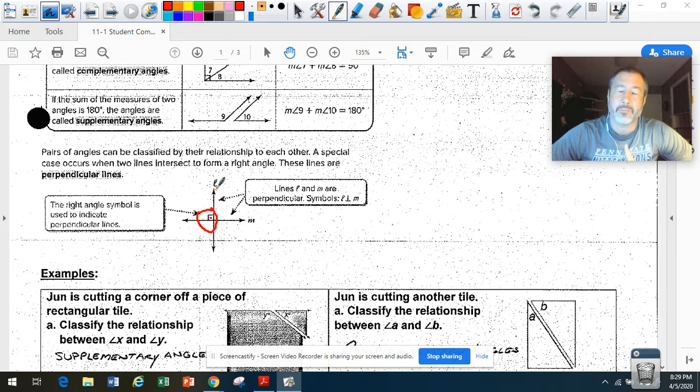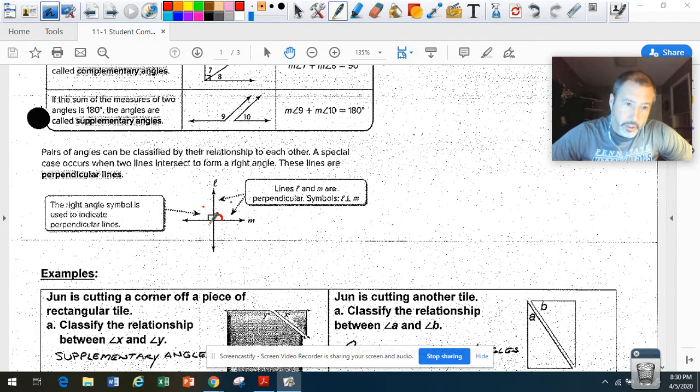Now think about this. If this is a right angle here and this forms a straight line, does everybody know how many degrees are in a straight line? 180 degrees. So guess what? If this is a right angle, guess what this angle is over here? That is a right angle also. And they are supplementary. This angle and this angle are supplementary because they both add up to be 180 degrees.